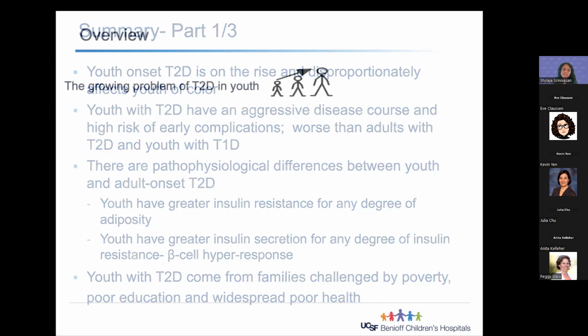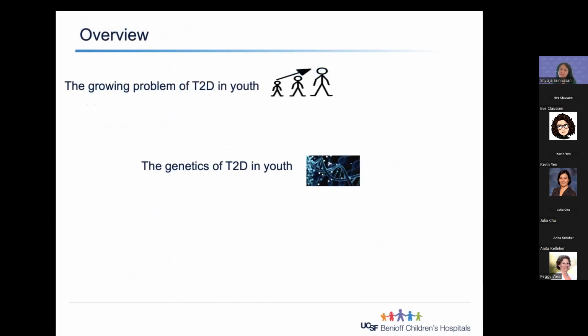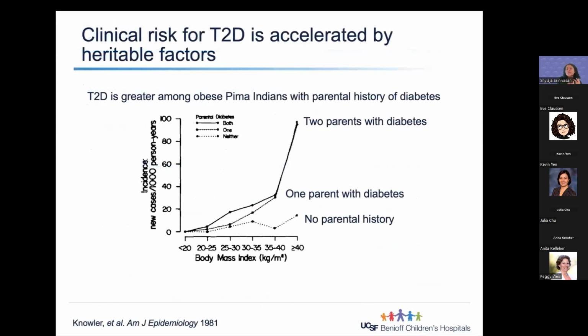So with that knowledge, I want to move on to the second part of my talk, which is on the genetics of type 2 diabetes in youth. It has been known for a very long time that clinical risk for diabetes is accelerated by heritable factors. So why not, if most youth with type 2 diabetes are obese, just study obesity? What is the importance of studying genetics for type 2 diabetes?